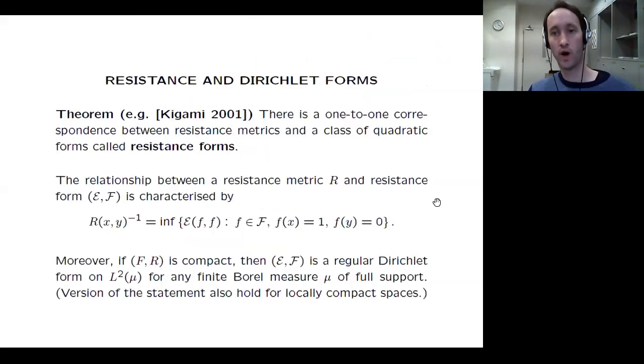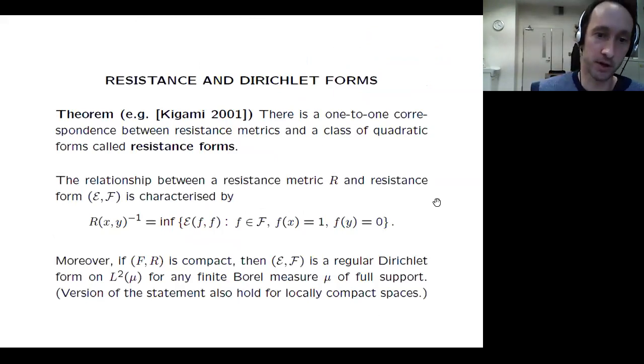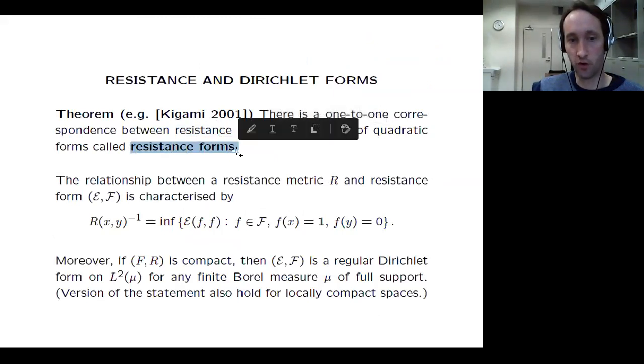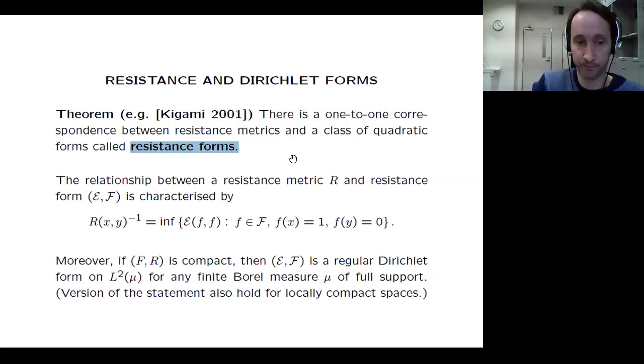And why this connects to stochastic processes is because, exactly as in the graph case, we can connect from the resistance metric to a so-called resistance form. This slide is slightly abstract, but a resistance form is just going to be a quadratic form on our space. So F is going to be its domain, and we can connect it with the resistance metric exactly as we did in the graph case here.